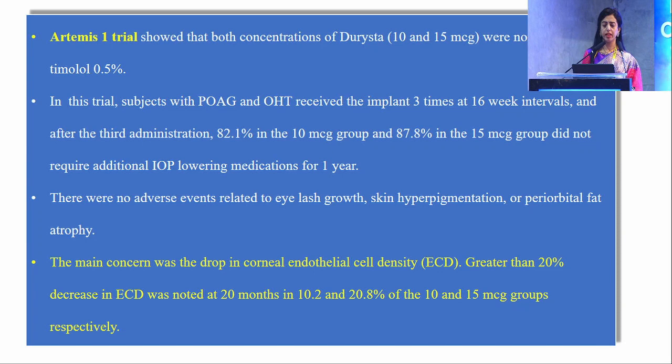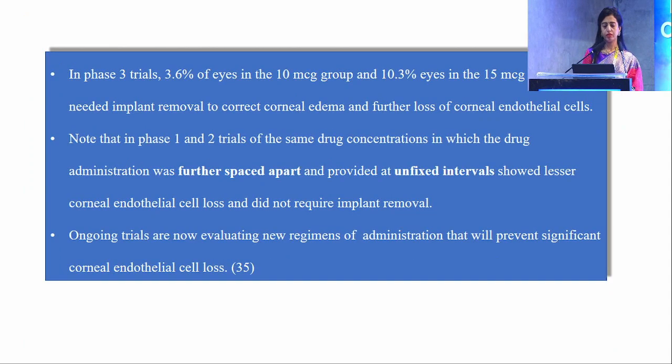These are a few of the trials of the Durysta. The main concern with this delivery system was the drop in the corneal endothelial cell density, which was greater than 20% at 20 months and 20.8% respectively after the 10 and 15 microgram groups, when divided into these two groups.